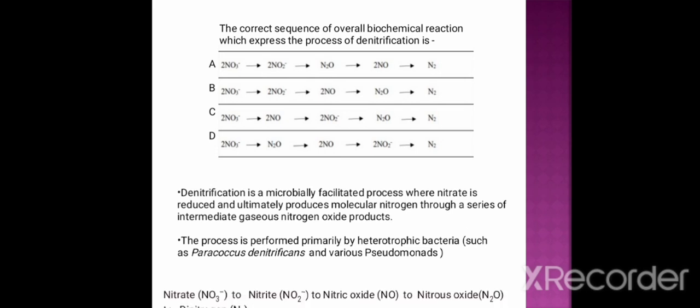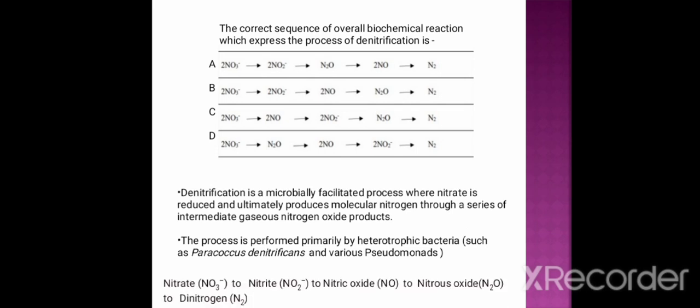The sequence of reaction is from nitrate to nitrite, that is NO2, to nitric oxide, that is NO. This nitric oxide is then converted to nitrous oxide, that is N2O. Finally, this nitrous oxide is converted to dinitrogen, that is gaseous nitrogen. So the correct answer will be option B.